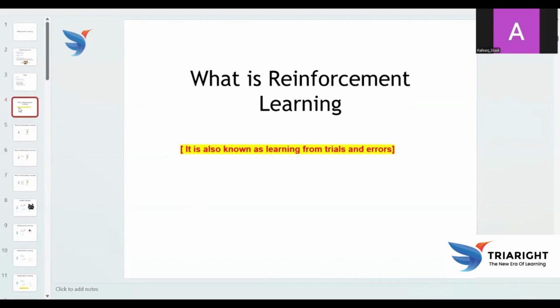What is reinforcement learning? In simple terms, it is also known as learning from trial and error. Reinforcement learning is a learning paradigm where an agent learns from a sequence of decisions by interacting with an environment, unlike supervised learning, where labeled data is provided. RL is trial and error using rewards and penalties.